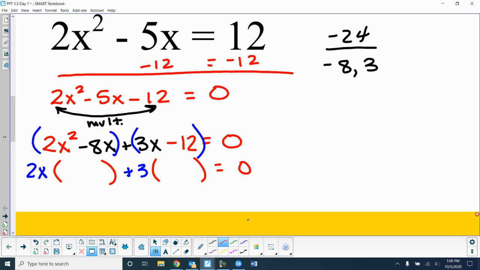So I divide 2x squared by the 2x, the GCF, and I get x. And -8x divided by 2x, I get -4. And 3x divided by 3, and -12 divided by 3. You notice that the x minus 4s are the same, right? That's what we want to happen, right? So the x minus 4 is one of my factors, and the 2x plus 3 is my other factor.